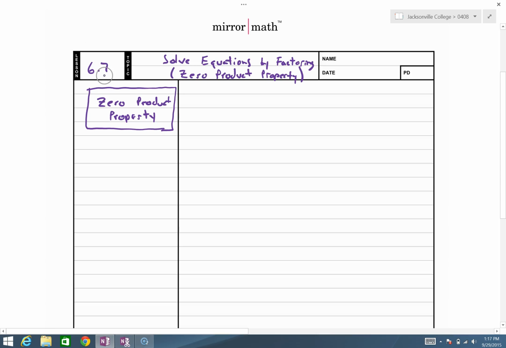In this video, we'll be looking at lesson 6.7, solve equations by factoring. We will be employing the zero product property. A zero product property definition. Remember, product means multiply, so we're doing some multiplying and there's some zeros involved.